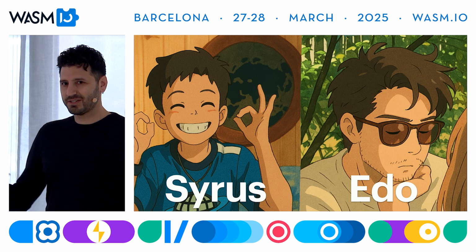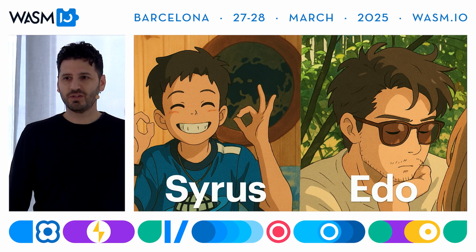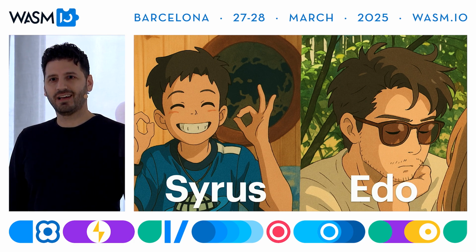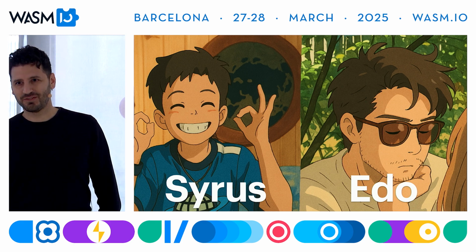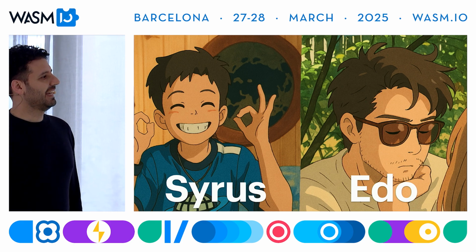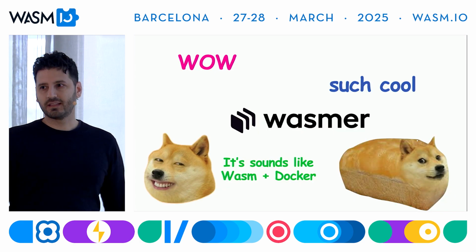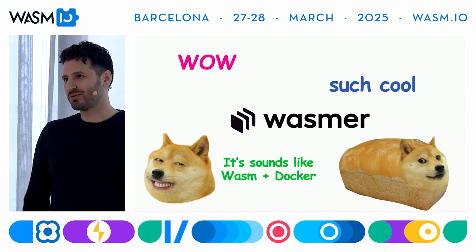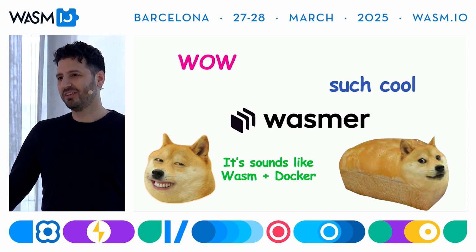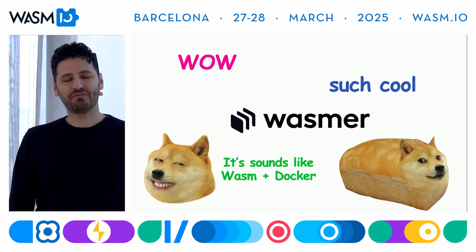Here is Edo, here is myself. Here are images generated by ChatGPT with the latest trending trend on X, which was making images in the Ghibli style. And yeah, we both work at Wasm. If any of you don't know, the name of Wasm actually came from Wasm and Docker, so that by itself is hopefully very cool.